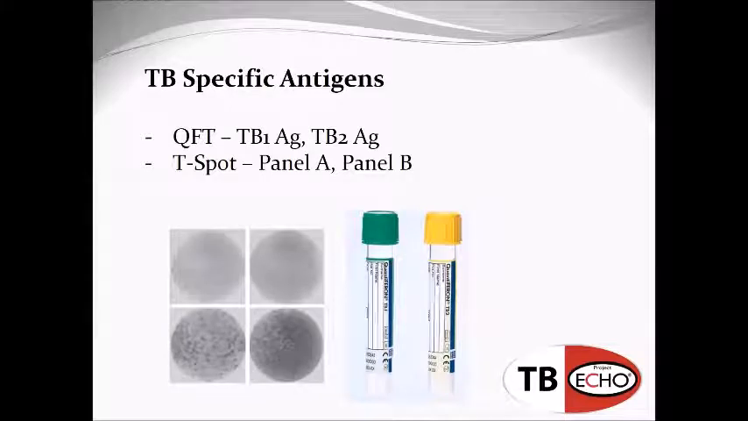Next slide. Then we come to the TB-specific antigens. With the QuantiFERON, there's the TB antigen 1, TB, and the TB antigen 2. And in the T-spot, that's called panel A and panel B.